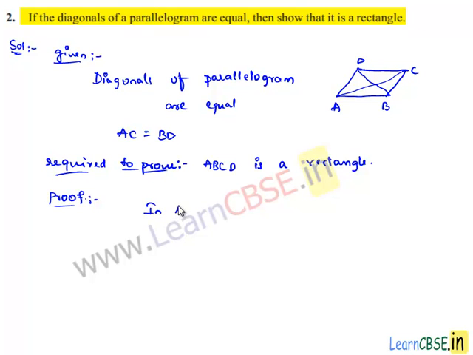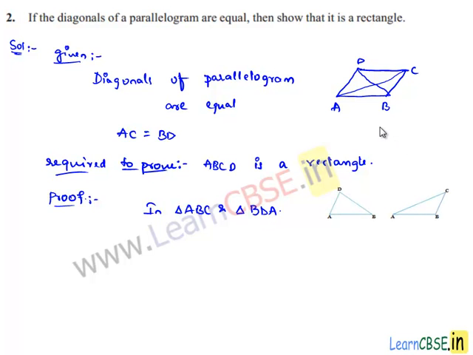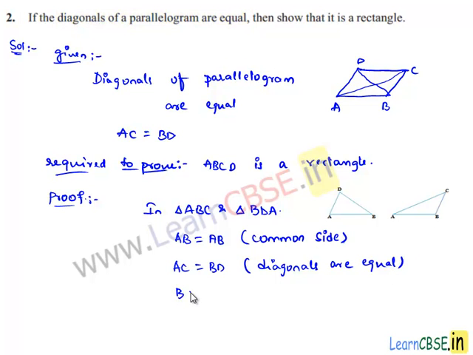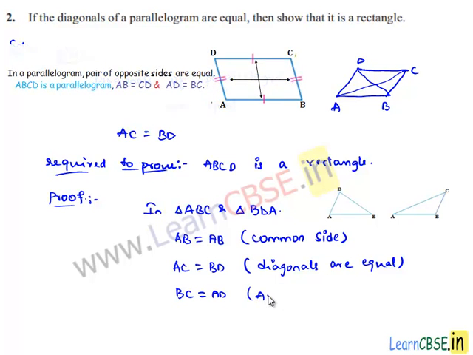Now let us consider both the triangles, that is triangle ABC and triangle BDA. Let us note down the similarities. AB will be equal to AB since it is a common side, and also AC is equal to BD since it is given that diagonals are equal. And also we get BC is equal to AD, as in a parallelogram we know that opposite sides are equal.